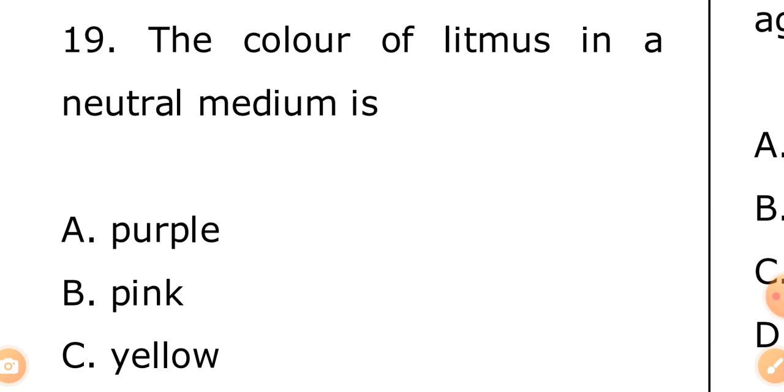The color of litmus. You know litmus paper now? The color of litmus in a neutral medium. You know neutral medium? If it is not alkaline or acidic, if it is neither alkaline nor acidic, then we will have a neutral medium. The color of litmus in a neutral medium is dash.